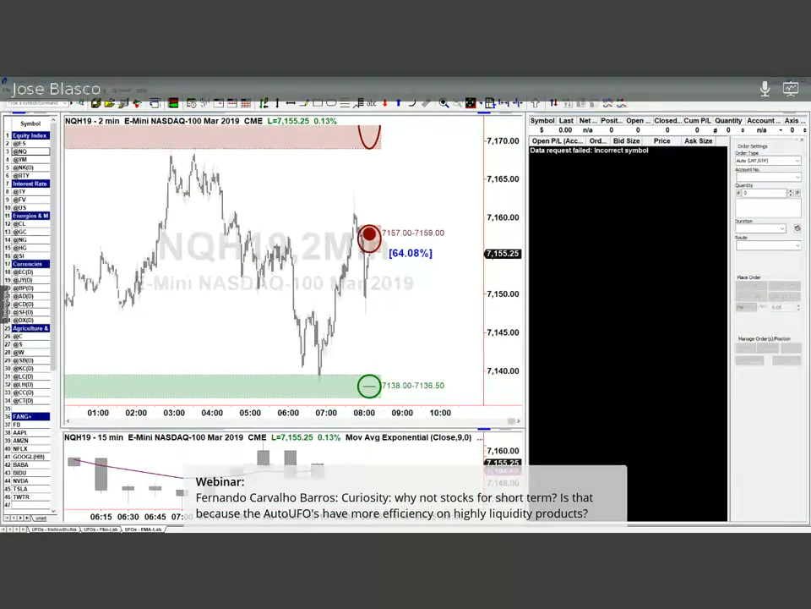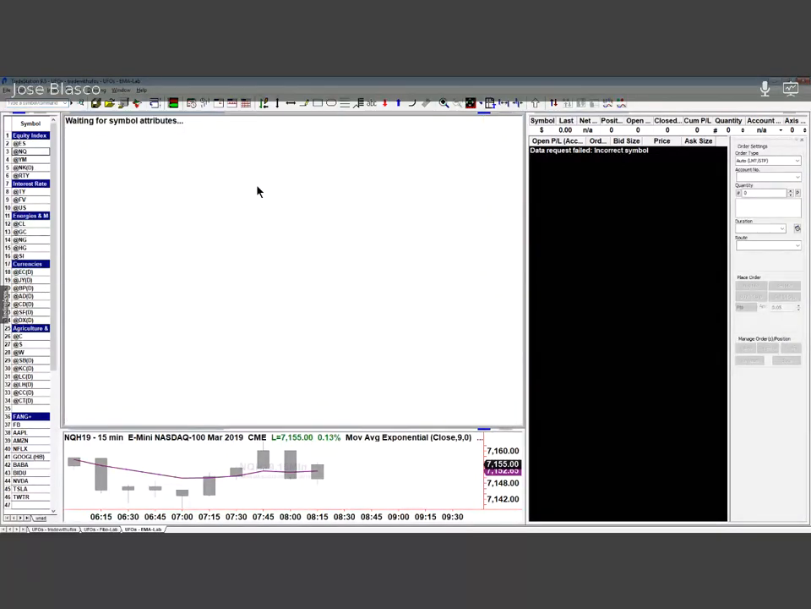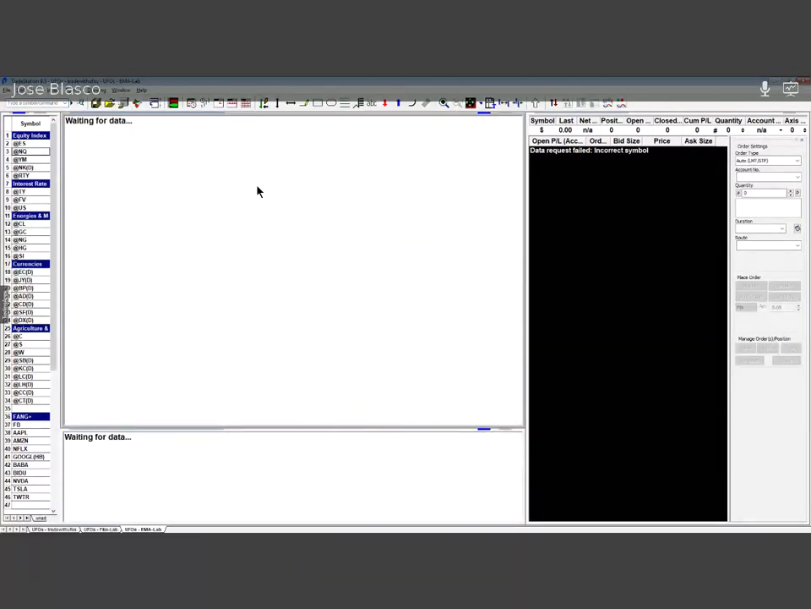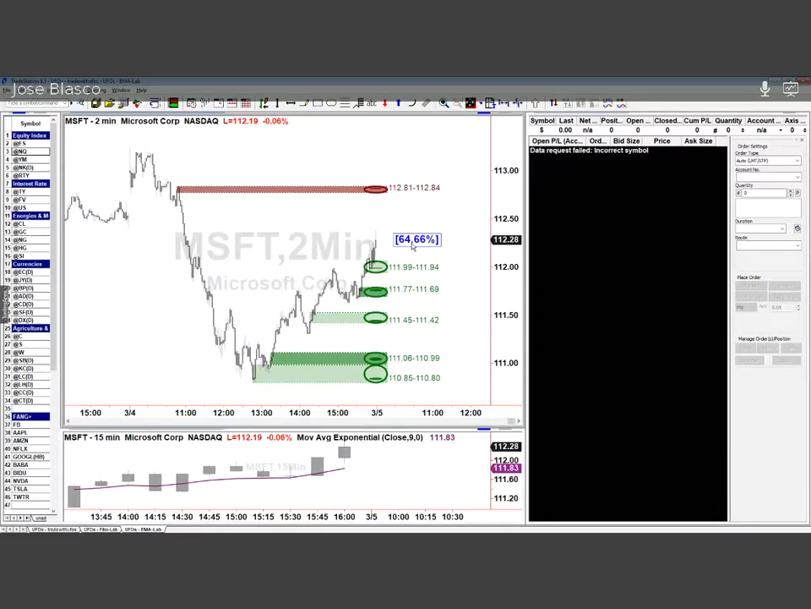So Fernando says, curiosity, why not stocks for short term? Is it because the UFOs have more efficiency or liquidity products? Actually, it's not the case. You could certainly, Fernando, use stocks for intraday trading. You could certainly look for stocks that are very liquid, like, let's say Microsoft, for example, is a very liquid stock. And if you look at the 2-minute time frame of Microsoft and below, you look at the 15-minute time frame of Microsoft, that is the performance that you get. It's just as good. Okay, 60+%, it's just as good a performance.